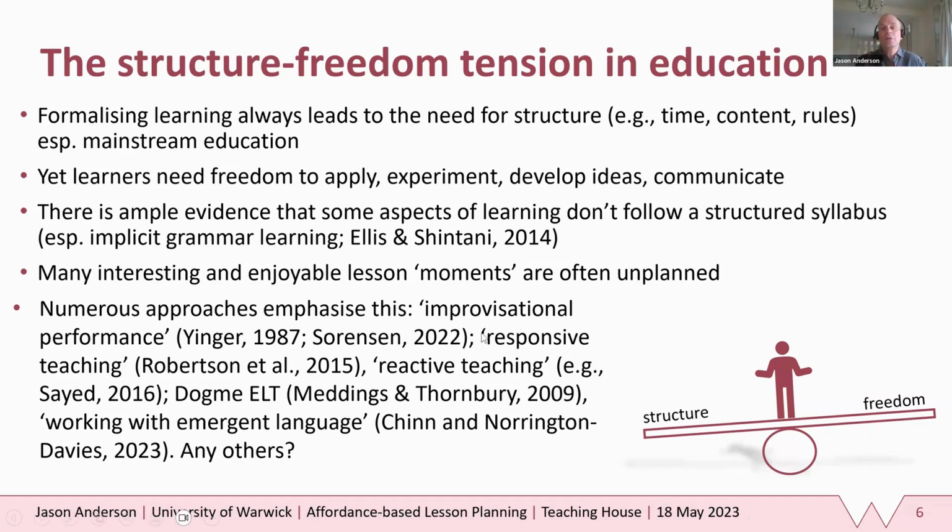But we also all know that learners need freedom to do all kinds of stuff in the class, which could be applying what we've taught them, experimenting with a new idea, experimenting with language, developing their ideas, for example, through pair work, and importantly, in language teaching to communicate. And of course, there is ample evidence, Bobby nearly touched on some of it when he was talking about some of the research, that some aspects of learning don't follow a structured syllabus. A good example of this is implicit grammar learning. The way that we learn grammar from the point of view of implicit learning for spoken use doesn't necessarily follow the way that teachers may want to teach it. It seems to follow what is called sometimes an internal syllabus in the literature.